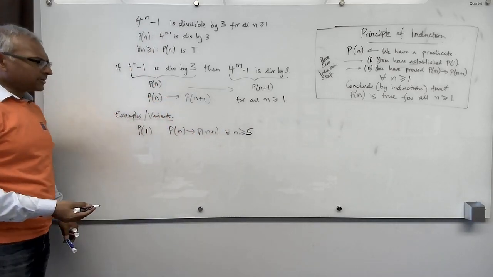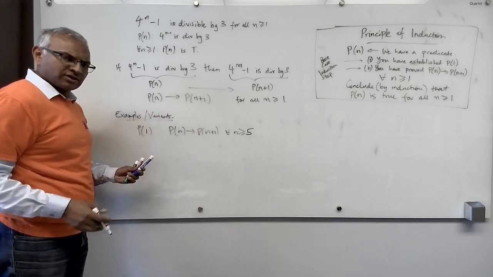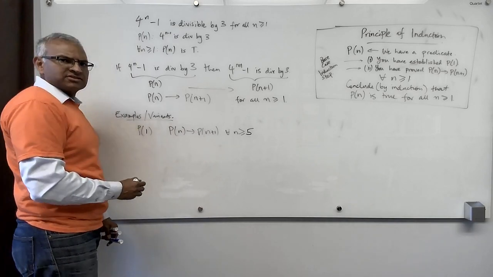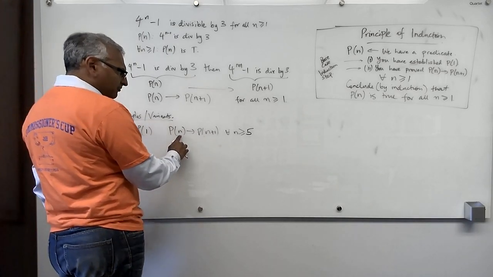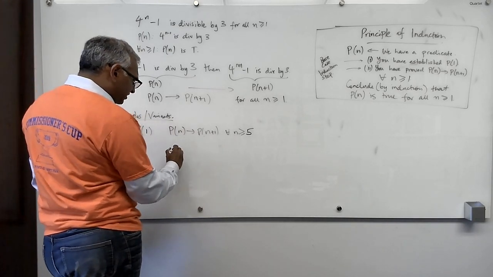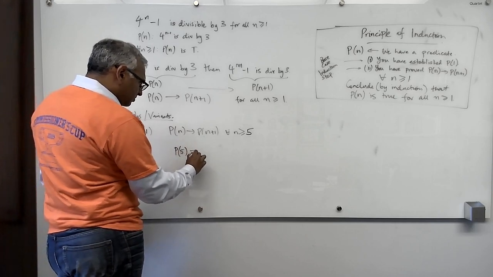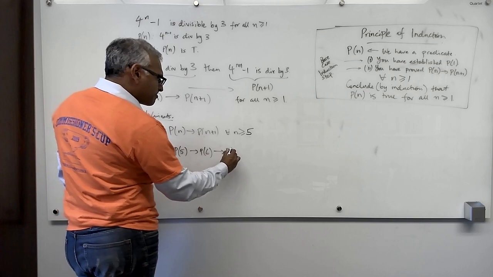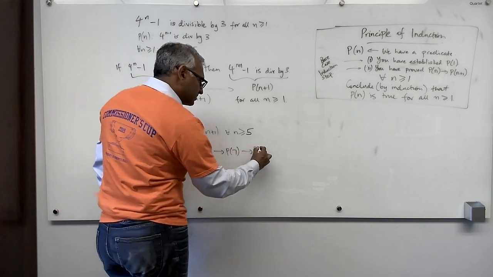Okay, so it's a different scenario. Let's list the links. Anytime you have a situation like this, you can just list the links, to see what chain is being set up. So P of 5, n equals 5, implies 6. So P of 5 implies P of 6. And 6 implies 7. And 7 implies 8.